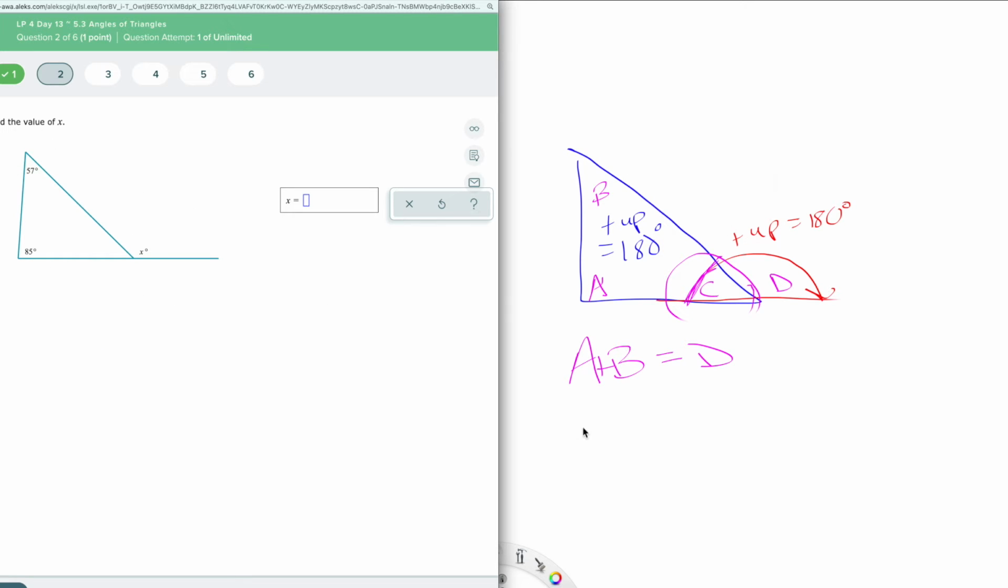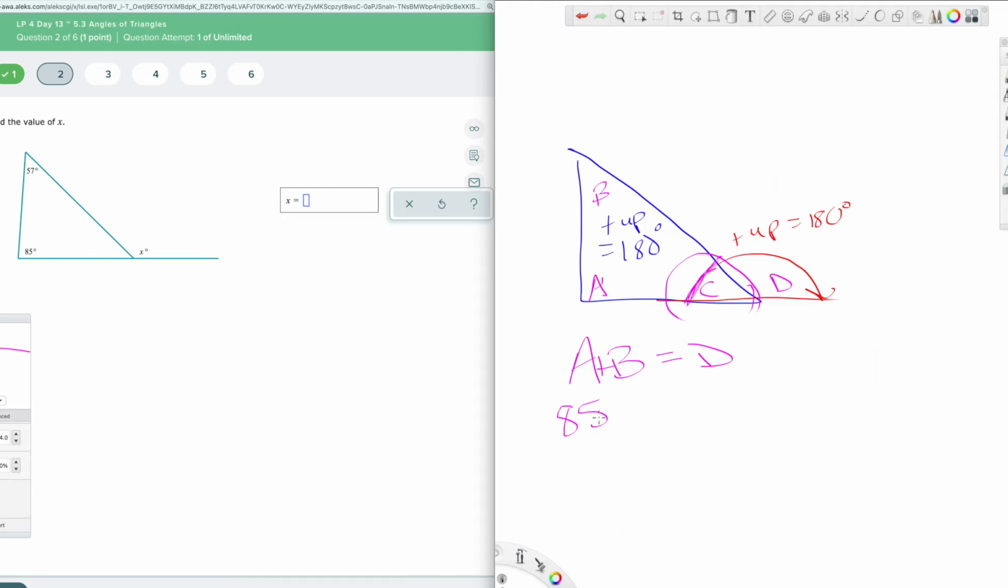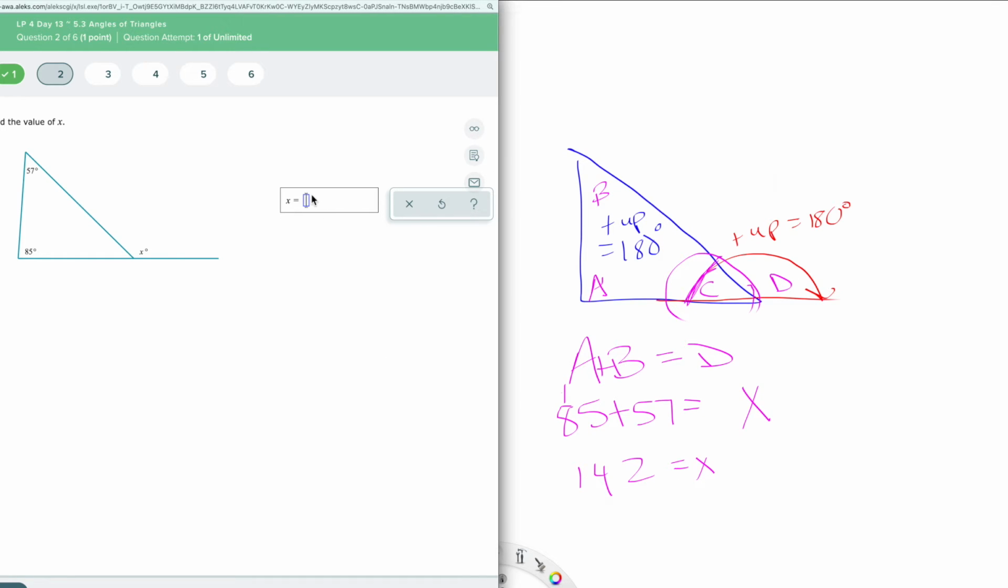So I can go 85 plus 57 equals X. All I have to do is add these two pieces together. So I get 142. So it's kind of a roundabout way to get to the exterior angle theorem. How do we know that they're equal to each other? It's because we can use the triangle angle sum and this 180.